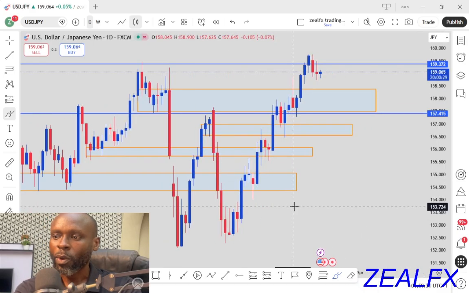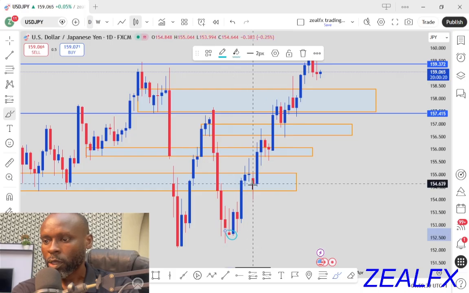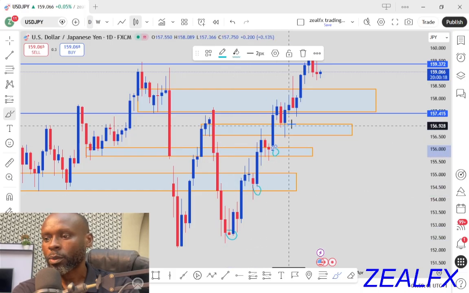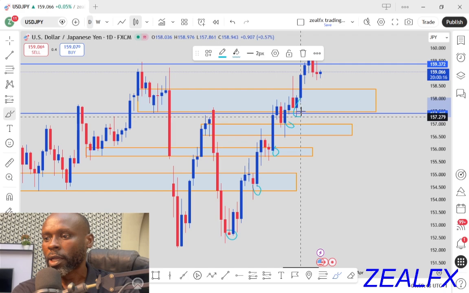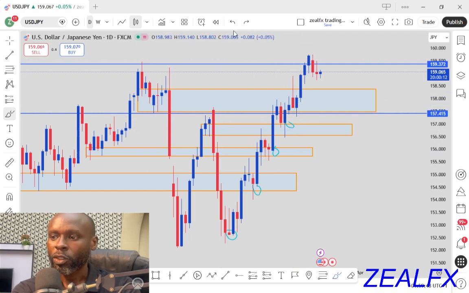The USD JPY on the daily chart still remains bullish. You can see we have a series of higher lows, which is we have this higher low, higher low, higher low, higher low, higher low. So long as we have this series of higher lows, our job now is to look out for more buying opportunities on the USD JPY.